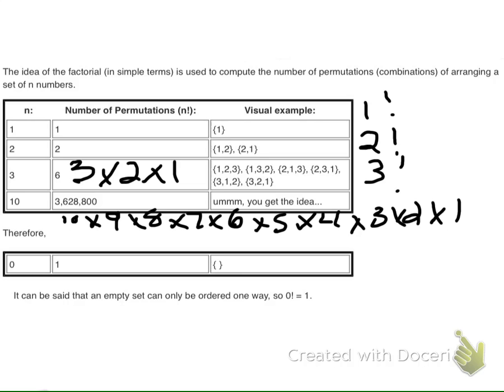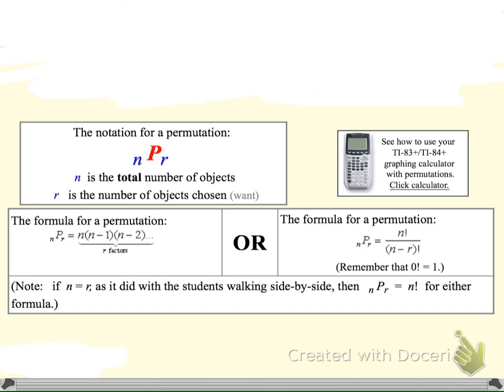And remember that permutations are just ways of arranging different things. In this case, it was all numbers. Okay, so we have some notation for permutations, and this I'll want you to get down. And the notation is N and then PR. Now your N represents the total number of objects, and R is the number of objects chosen. And I want you to go ahead and record this in your Good Comp book.